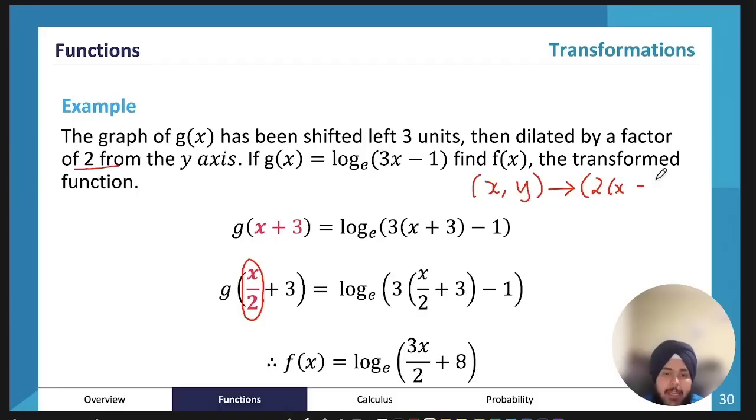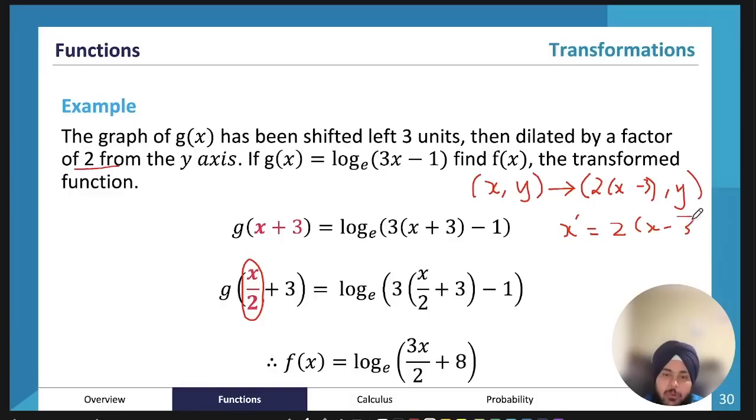It's 2 brackets x minus 3 because I'm applying that transformation after. I'm applying the dilation after doing the translation. That's why it's brackets. Otherwise, it would just be 2x minus 3 just by itself. And then I need to actually convert this because I need to now sub it into the equation. So x dash, what is x dash equal to? So x dash is 2x minus 3.